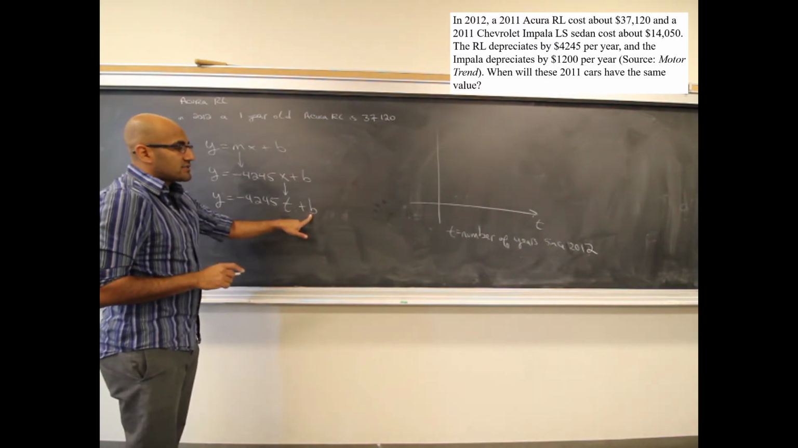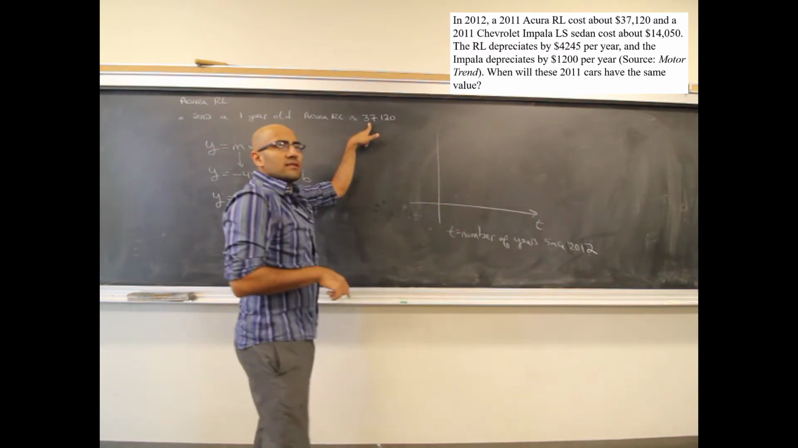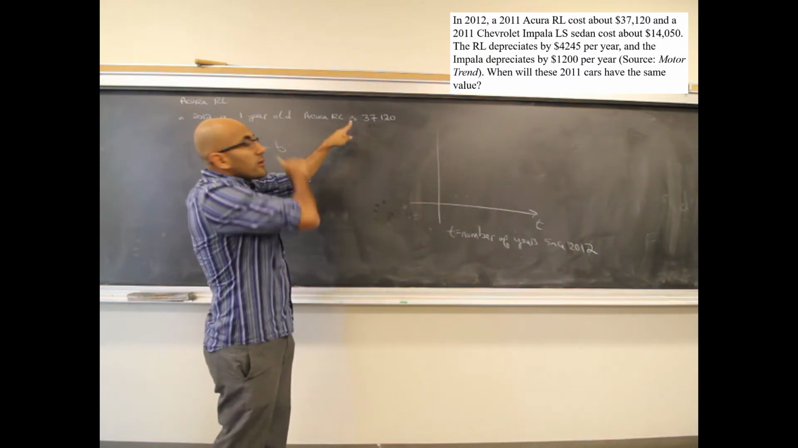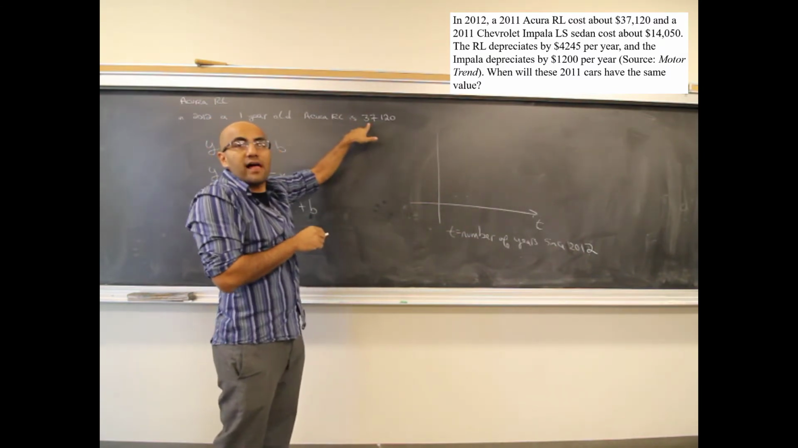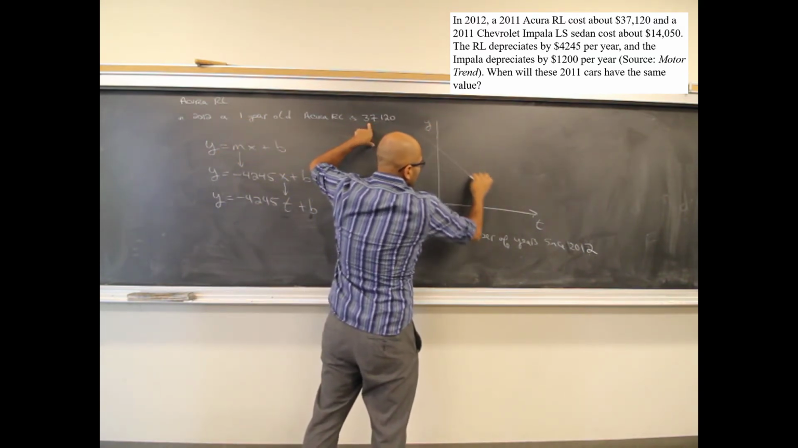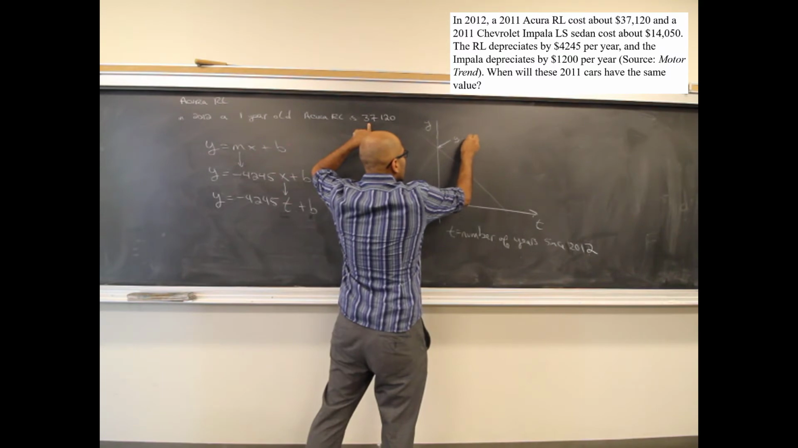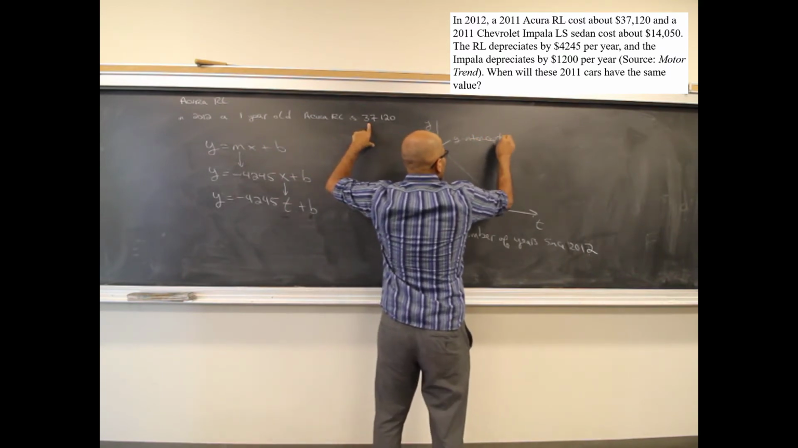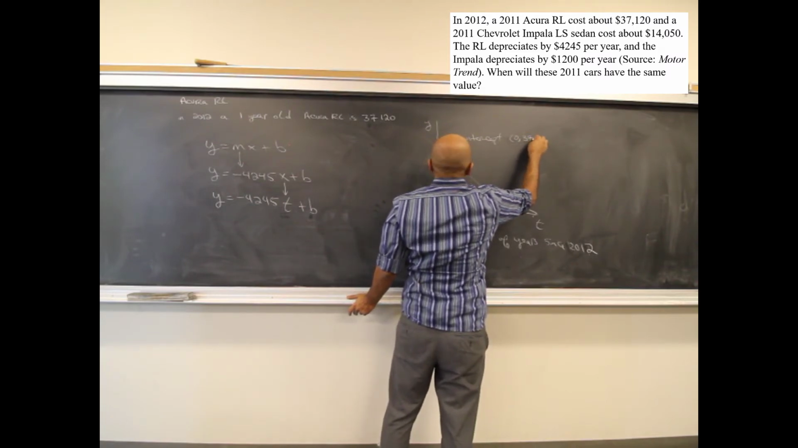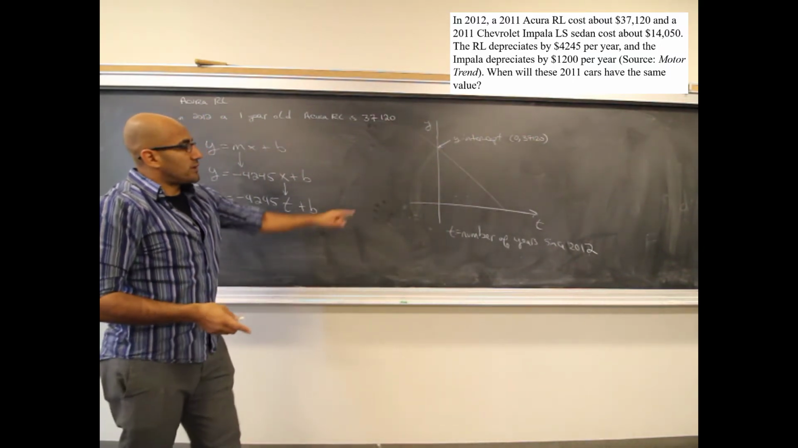When you're trying to solve this, if that's the number of years since 2012, isn't this the value of this car in 2012? Right? It's already 1 year old, but in 2012, this is the value of it. So that means that this y-intercept, here's the equation that describes the value of this Acura, is 37,120. It's the y-intercept. That's what happens in 2012.